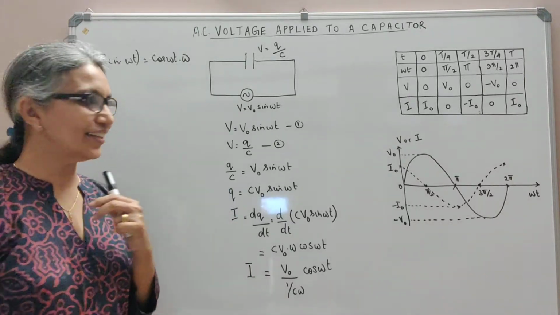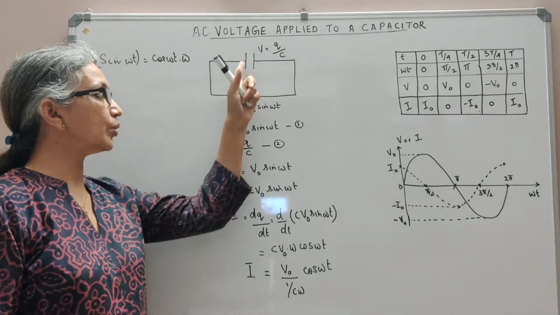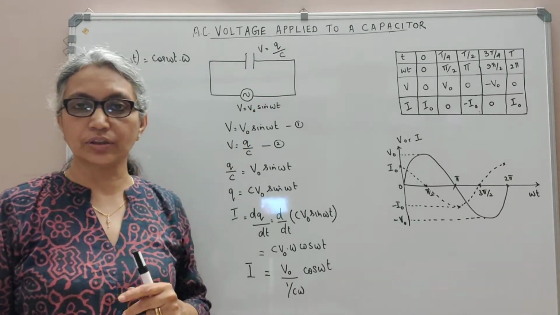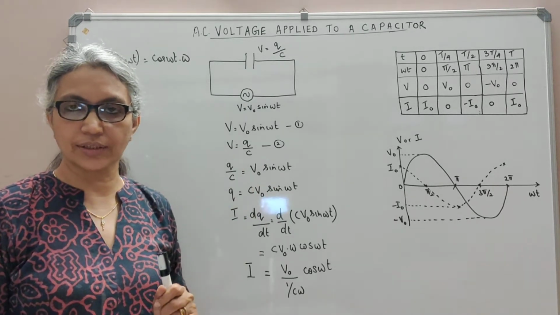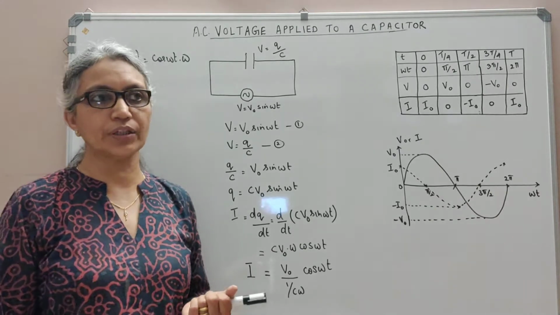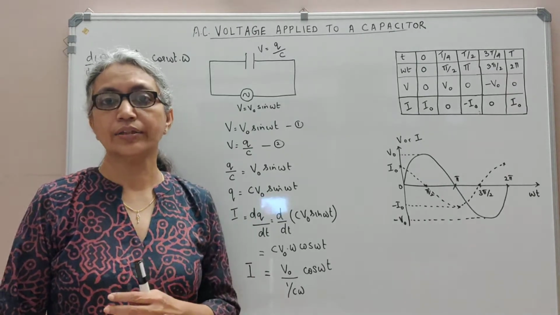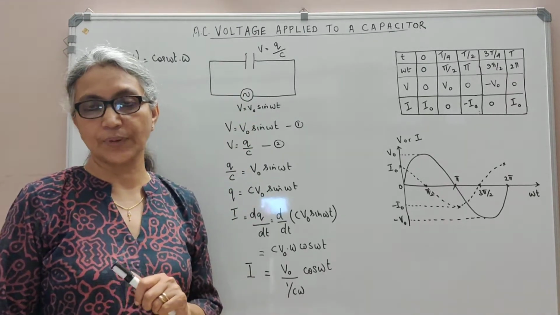Good evening. Today, our topic is AC voltage applied to a circuit with just a capacitor. We already dealt with two other circuits. We applied AC voltage to a circuit which has only a resistor, and then in the next session we applied an AC voltage to a circuit where we only have an inductor. And today, our topic is applying AC voltage to a circuit having only a capacitor.